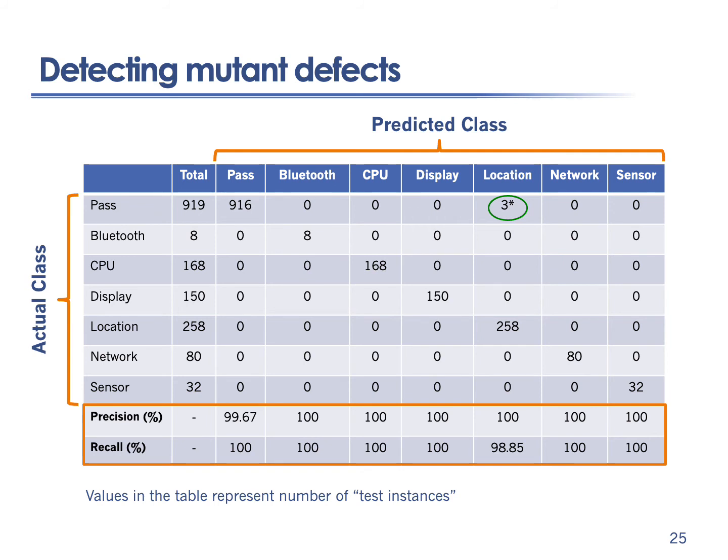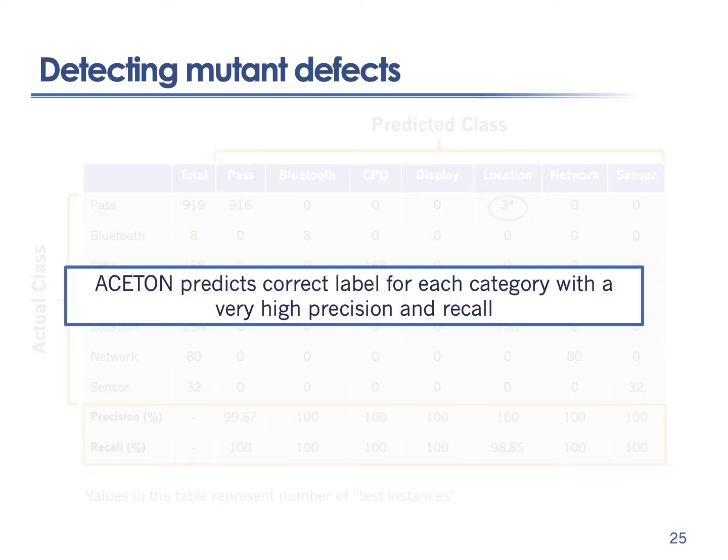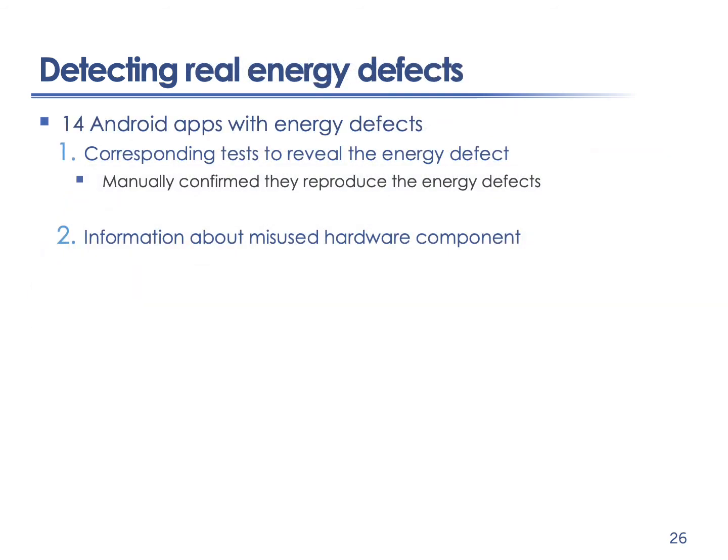So, ACETON is able to detect the outcome of tests in mutants with a very high precision and recall. But what about the real energy defects? To evaluate that, we used a dataset with 14 real-world Android apps with real energy defects confirmed by their developers, which had corresponding tests to reveal energy defects. The dataset also included information about the misused hardware elements that we used as a ground truth for the labels.